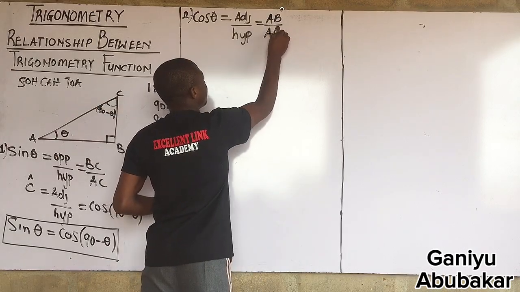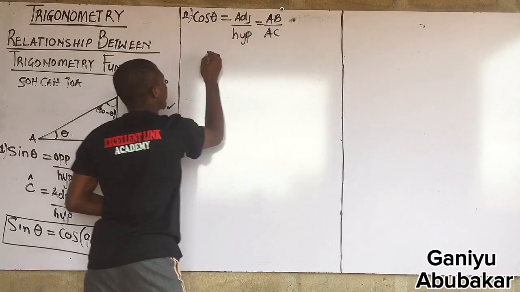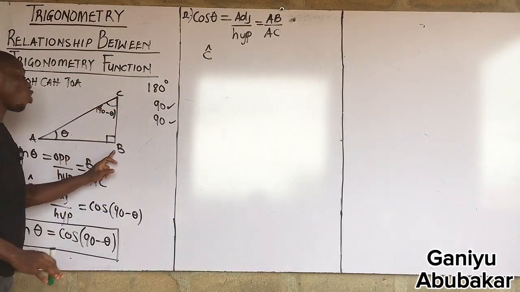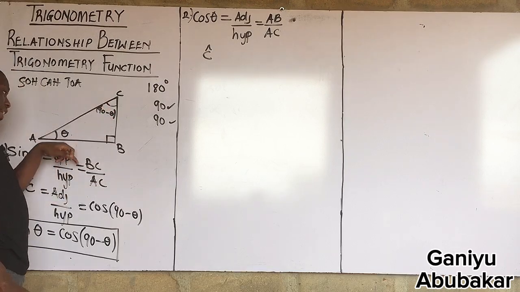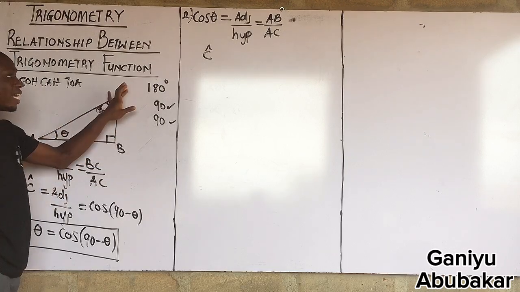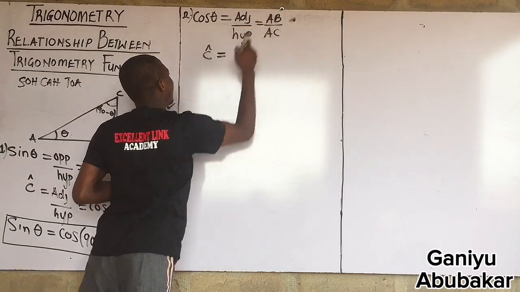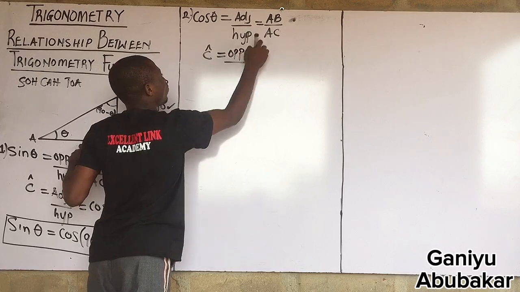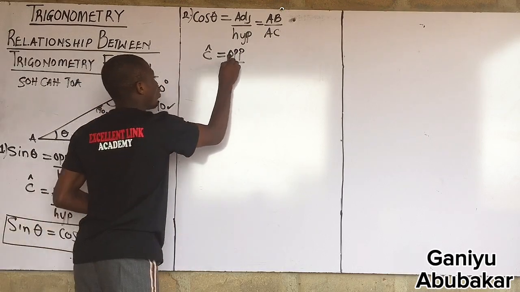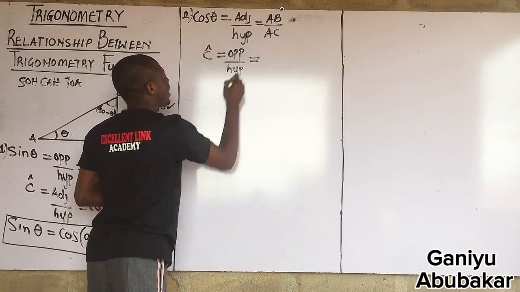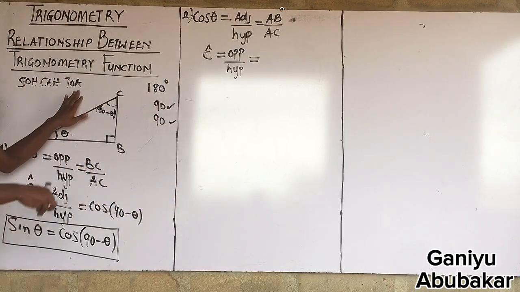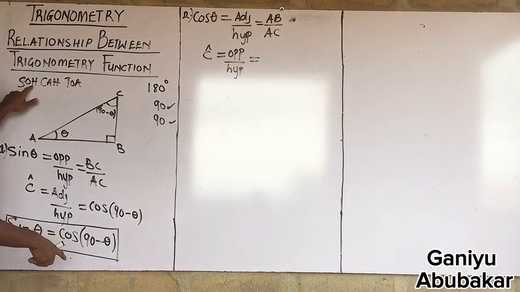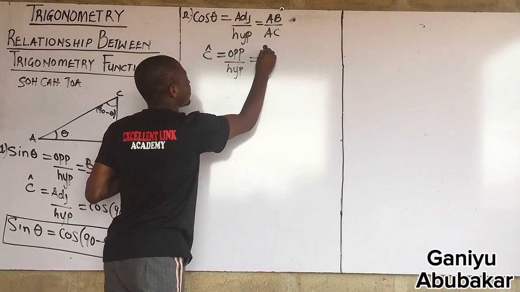I have AC. At this point now, let's consider angle C. If I consider this angle C, this one here becomes opposite, since the angle is facing here. The hypotenuse is constant. So if I'm considering angle C, AB becomes the opposite. So I'll have opposite all over AC, the hypotenuse, always constant. Look at this SOHCAHTOA. The trig ratio that represents opposite over hypotenuse is sine. So I'll be having sine.